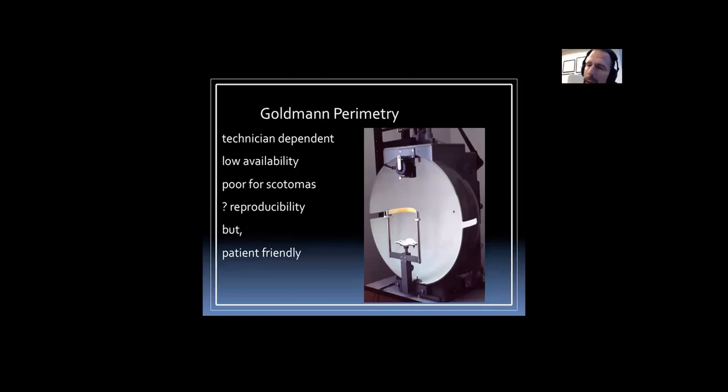It's a bit more patient friendly, so you can slow down depending on the patient, and if the patient is having trouble, re-instruct the patient and so on. So it might be a little bit more patient friendly. Nevertheless, I've not ordered one in more than a decade.